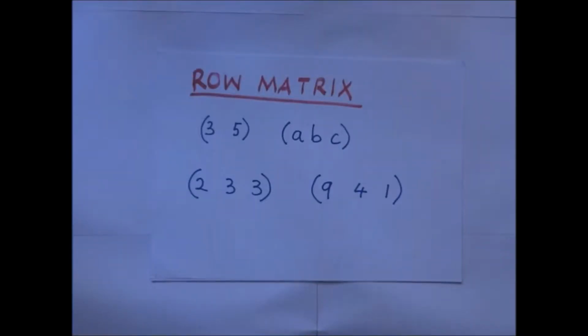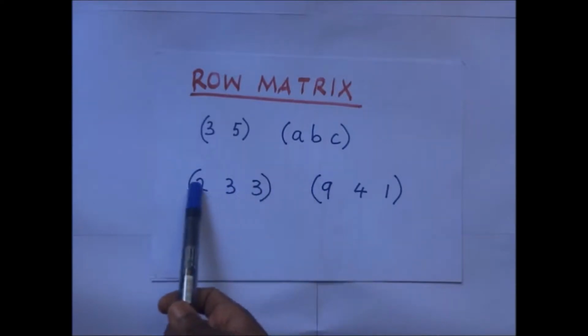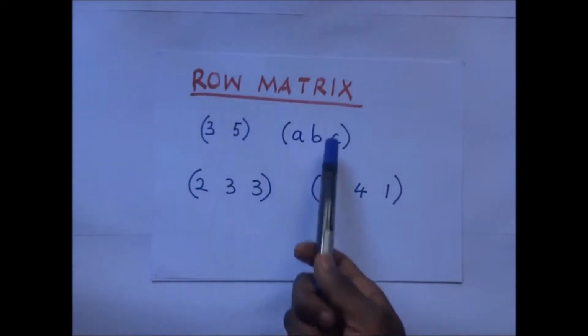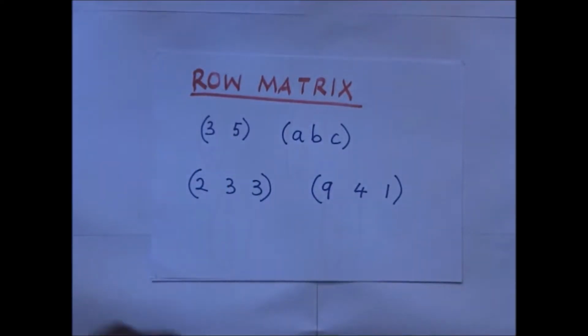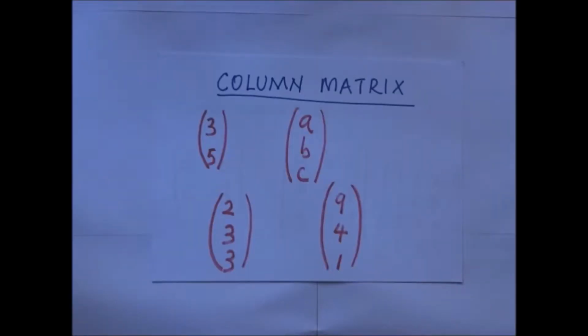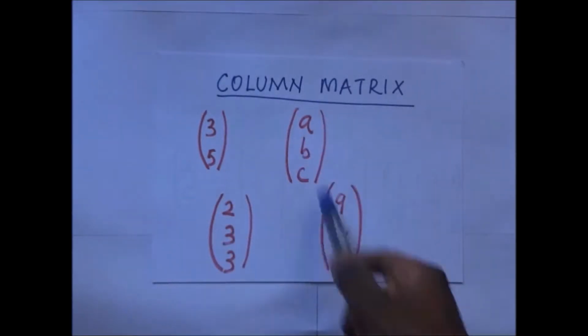We have what we call the row matrix. These ones only have rows, for example this 3, 5, ABC, 9, 4, 1. They only have rows. We have what we call the column matrix. These ones only have columns, like 3, 5, 2, 3, 3, ABC. These ones are just columns.